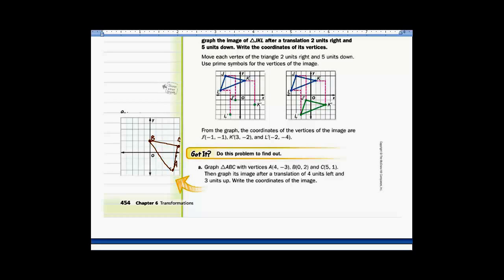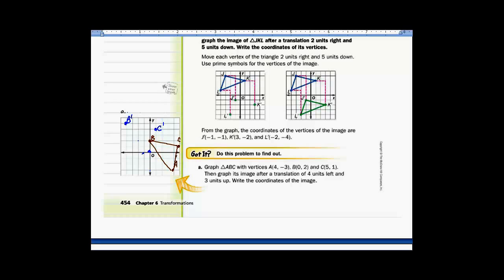And they want you to translate it 4 to the left and 3 up. So let's get a different color here. We're going to pick up every point, and we're going 4 to the left and 3 up. This is our new B, so that is now B prime. C, 4 to the left, and 3 up. That is our new C prime. A, 4 to the left, 3 up.